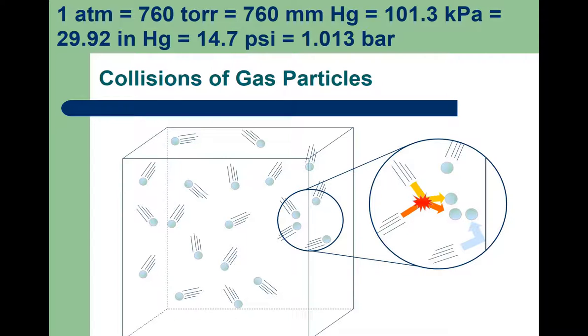You will need PSI, which is pounds per square inch. You will need bar. You will need kPa. You will need millimeters mercury, torr, atmospheres, and inches mercury. So you will need all these conversions. These are just different ways to measure pressure. And she is definitely going to want you to know all the different ways.